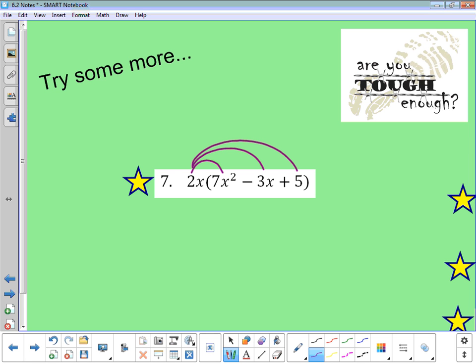Okay, I have 2x times 7x squared. I multiply the coefficients. 2 times 7 is 14. X times x squared, add my powers, which is what we talked about in our video yesterday, x to the third. For the second one, 2 times negative 3 is negative 6. X times x is x squared. And for the third one, 2 times 5 is 10. And x times no other x is just x.